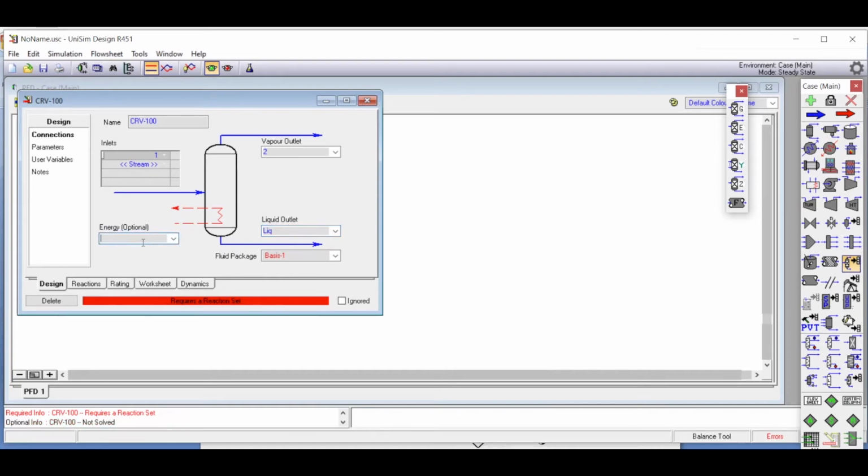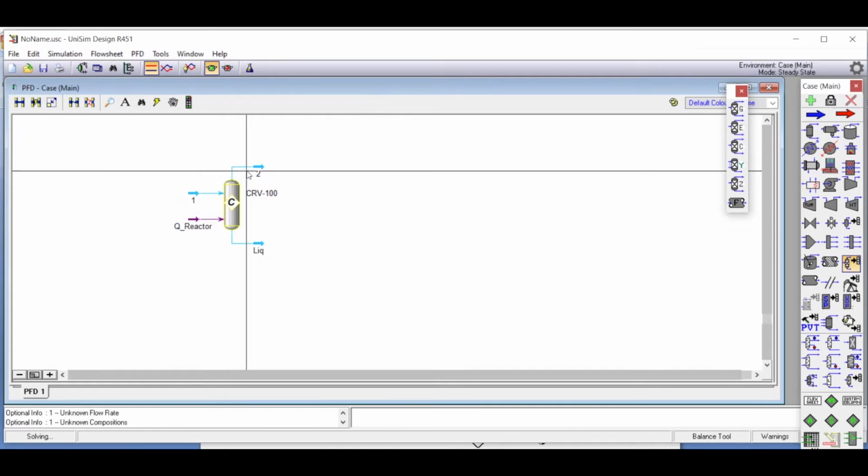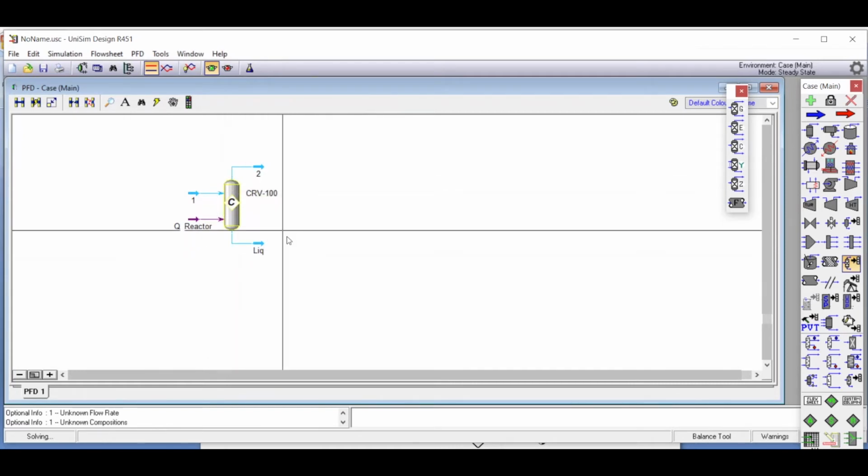And energy optional, here you put Q underscore reactor. That means the amount of heat that has to be taken out from the reactor. Okay, and then of course you have to add the reaction package, which you have already defined, global reaction. So this has been added. So that's the way we have defined the reactor. As you can see, this is not red anymore, so this has been defined.